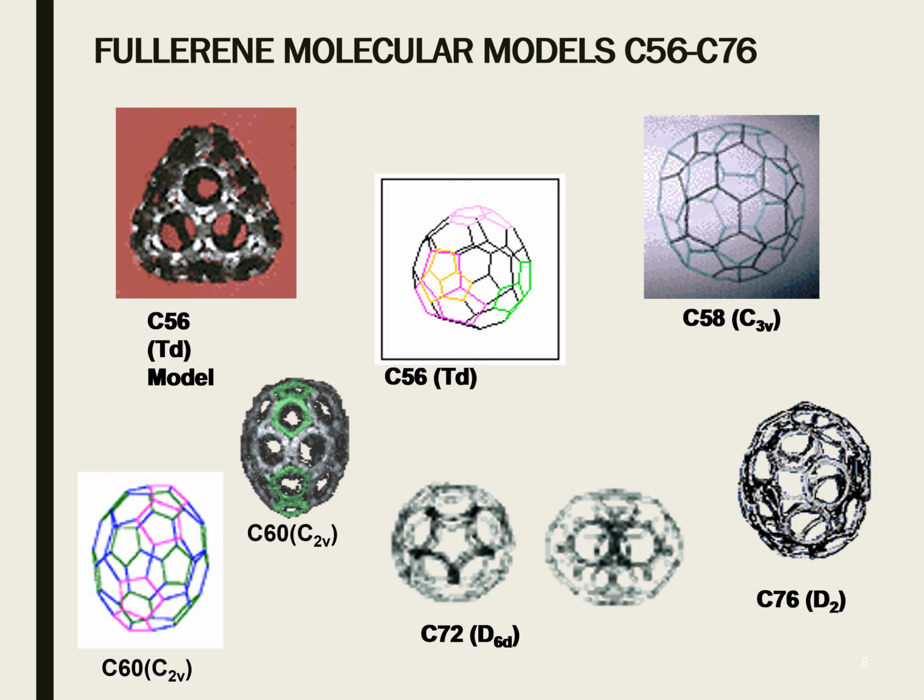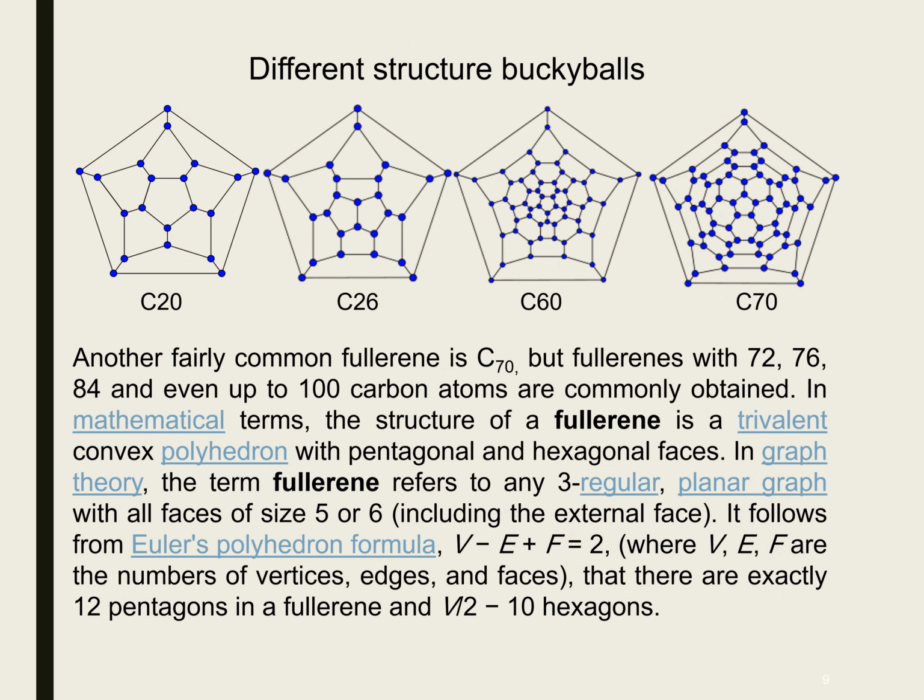And here you can see some fullerene models from C56 to C76: C56 Td, C58 C3v, C76 D2, C72 D6d, C60 C2v, and yes, these are some models of fullerenes. And here you can see some different structures.